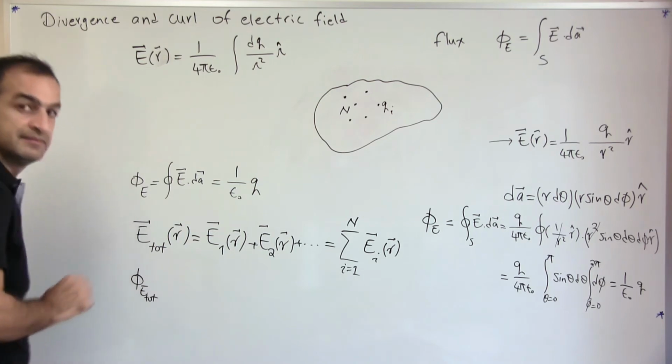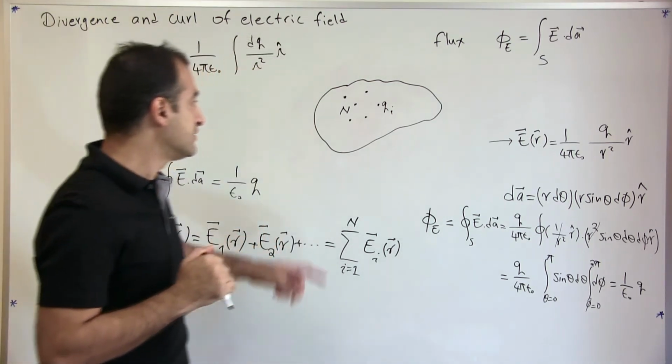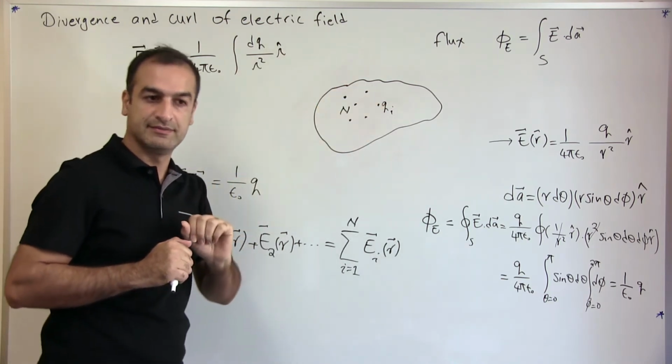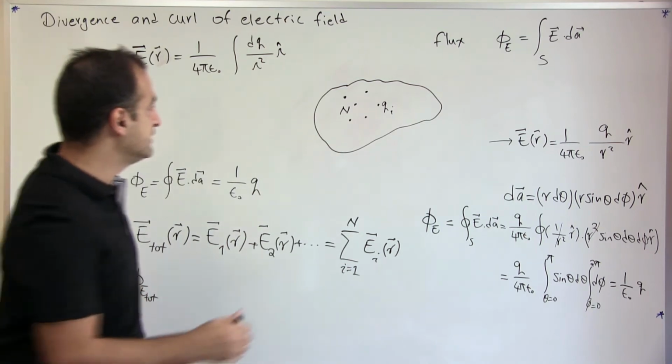E total. Yes. What does n represent? N is the total number of electric charges, point charges, we have within the surface. And is it q sub i or is it just q? This is q sub i.